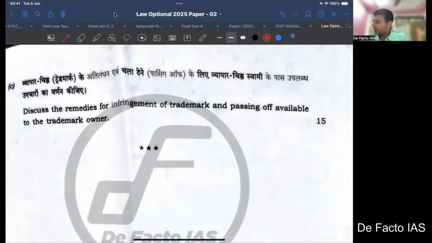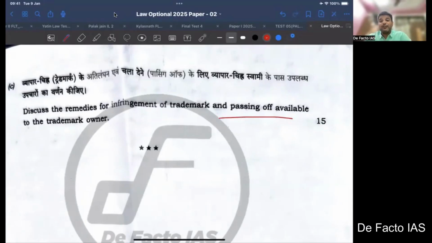Now, this is also asked: what is the remedy for infringement of the trademark? Once you are infringing the trademark, the remedies are basically two, judicial remedies and non-judicial remedies. In non-judicial remedy, we have tortious remedy. You cannot say it is a non-judicial remedy, it is a non-statutory remedy sort of, right? So that is called passing off.